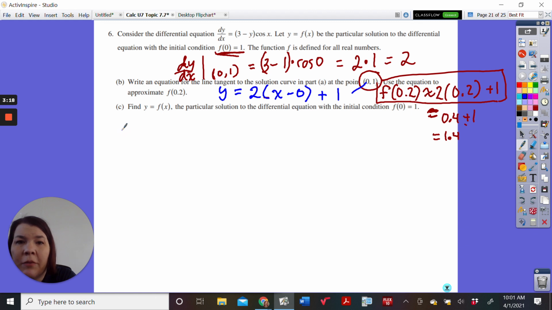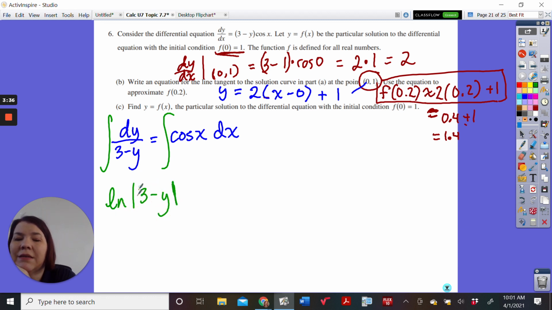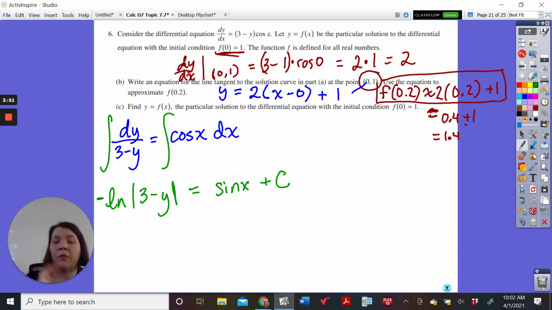So I'm going to start by separating my variables. I have dy over (3 minus y) equals cosine x dx. I'm going to integrate both sides. This side becomes the natural log of absolute value of 3 minus y, divided by the derivative inside, which is negative 1. So let's put the negative sign out front, which is equal to the antiderivative of cosine, which is sine x plus c. And that's it for separate. So we've separated and integrated.